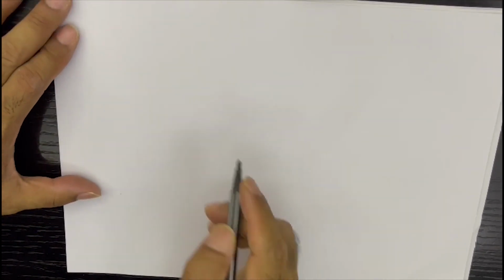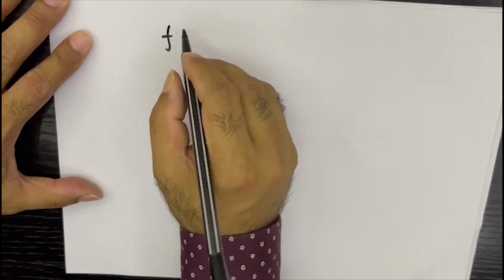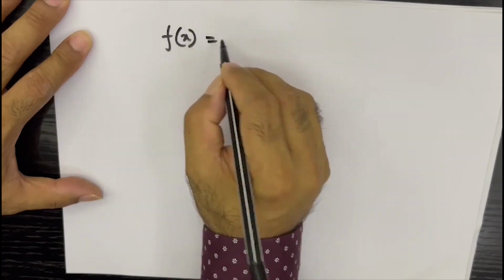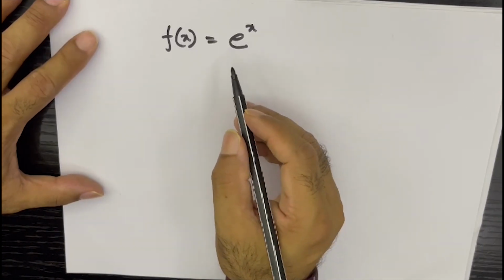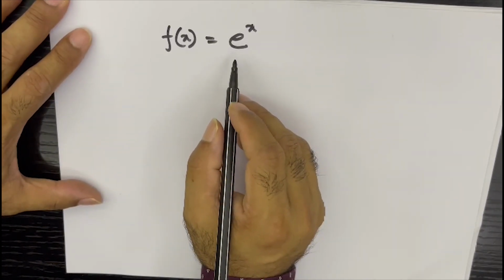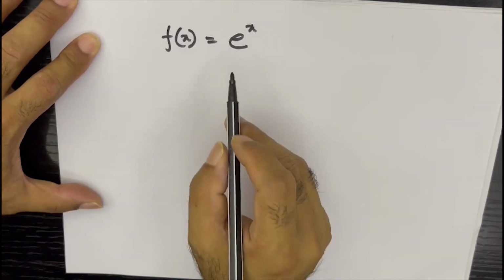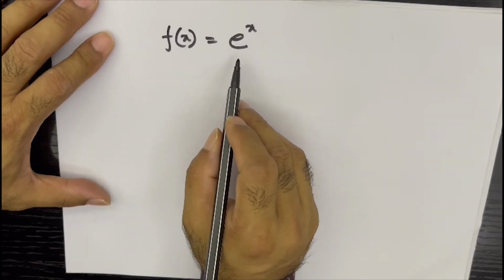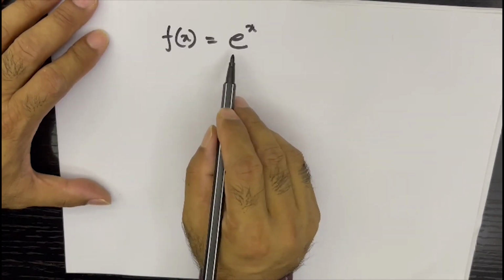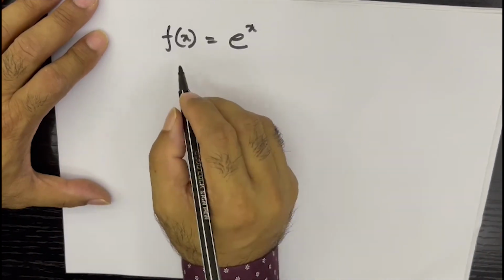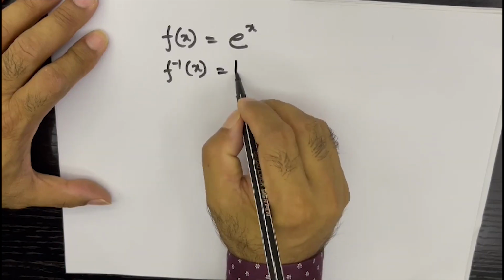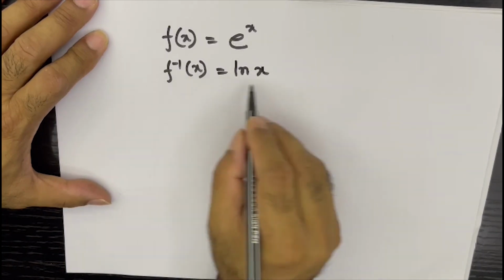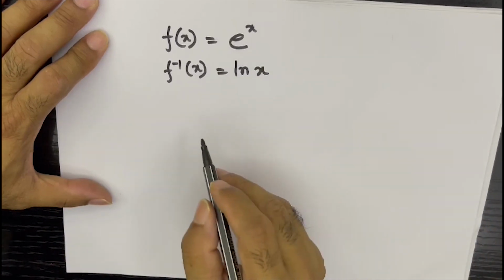In the same way, if we consider f of x equals e to the power x, this is a special type of exponential function, and it is very important. It is the inverse function of the natural logarithm. That means f inverse of x equals ln x, the natural logarithm.